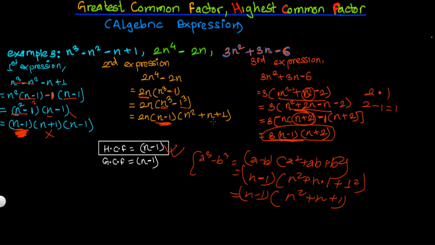Now let's see. This is not common in all the 3, whereas this is also not in common in all the 3. So what is in common in all the 3? What is the greatest factor we have in common in all the 3? And that's only n minus 1 in this example. So our GCF or HCF would be n minus 1. That's how we do it.